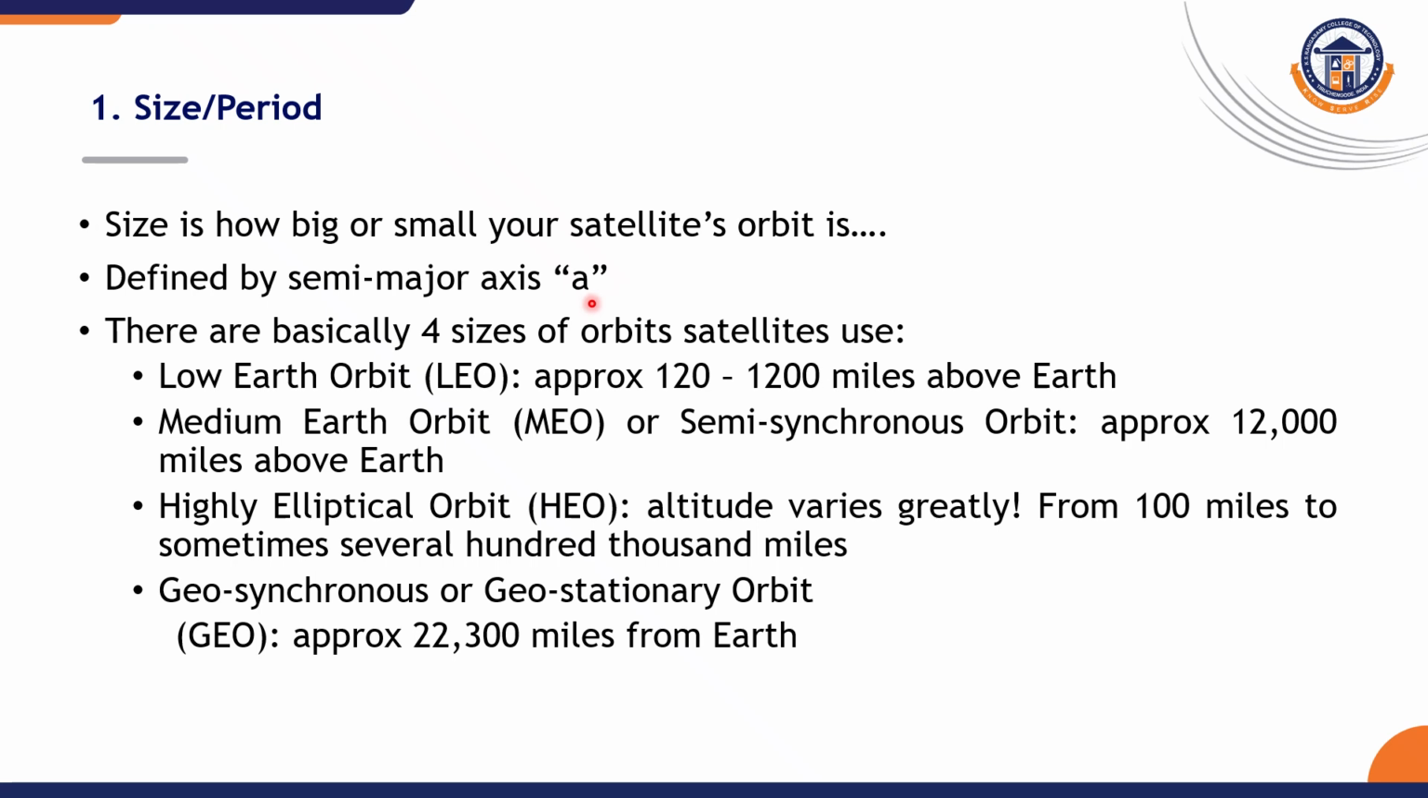Low Earth orbit, which is approximately 122 to 200 miles above the Earth. Medium Earth orbit or semi-synchronous orbit, which is approximately 12,000 miles above the Earth. Highly elliptical orbit, which ranges from 100 miles to several 100,000 miles above the Earth, and a distinct orbit like geostationary or geosynchronous orbit, which is approximately 22,300 miles from the Earth.